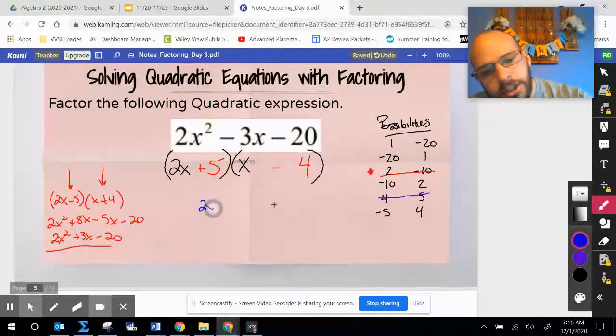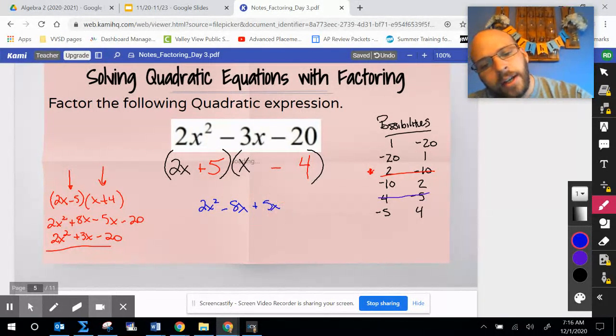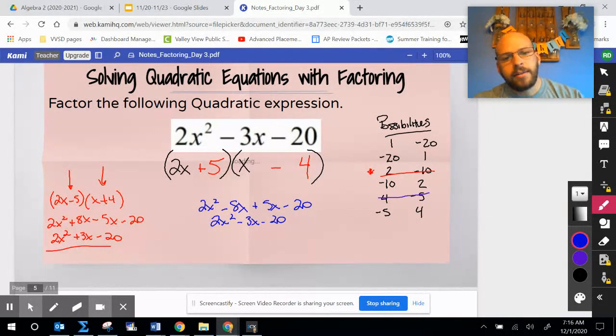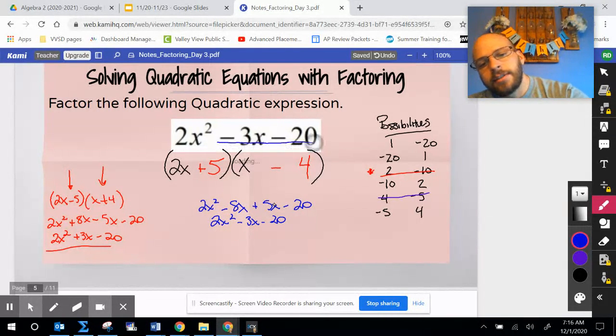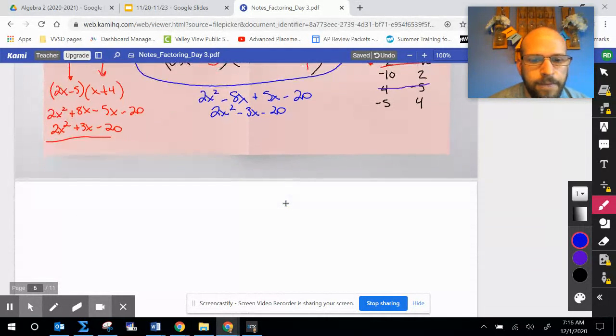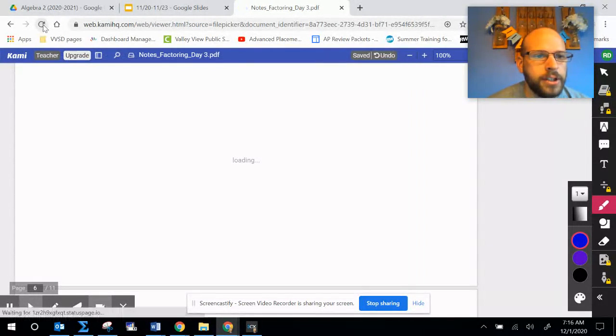So we got the right numbers, but I just needed to flip those signs. 2x times x is a 2x squared. 2x times a negative 4 is a negative 8x. 5 times x is a 5x, and 5 times negative 4 is a negative 20. If you combine like terms, you got it, right? So this is my answer: 2x plus 5, x minus 4. Factored. Oh, let me refresh the page real quick.